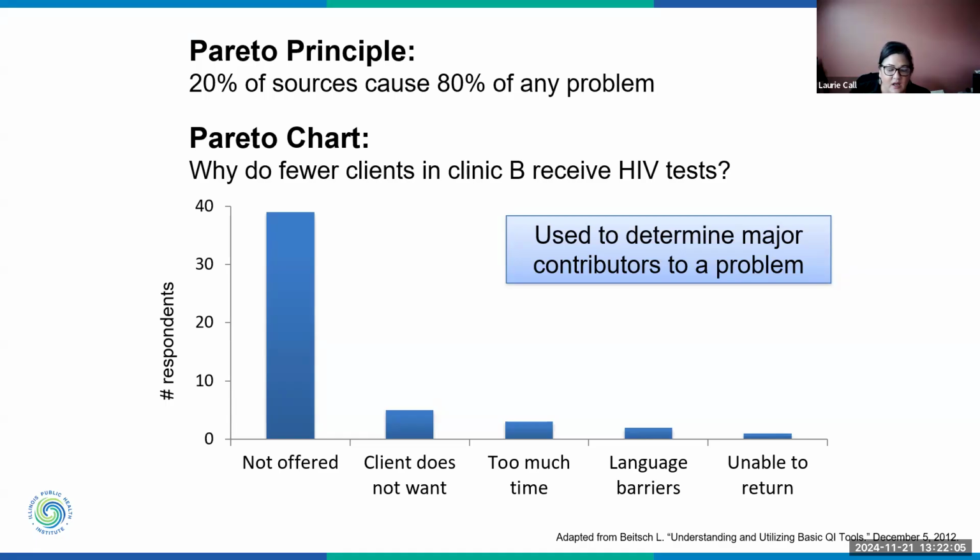So if you are looking at, for example, wait time and what's impacting wait time, somebody needs to be tracking what's going on that day. You know, what are the things, what are the variables, what's going on that day. This one is an example from a health department around why do fewer clients in one clinic receive HIV tests than in another. And they were assuming that it was that people didn't want them in that particular clinic.